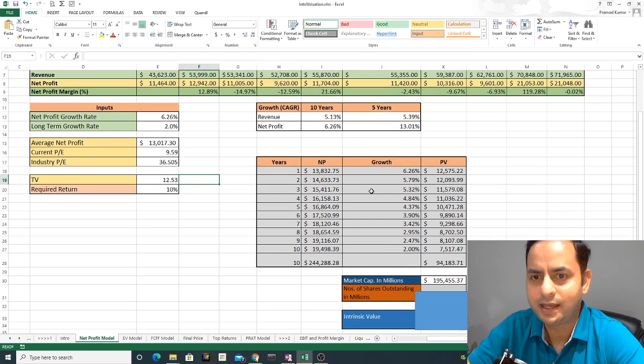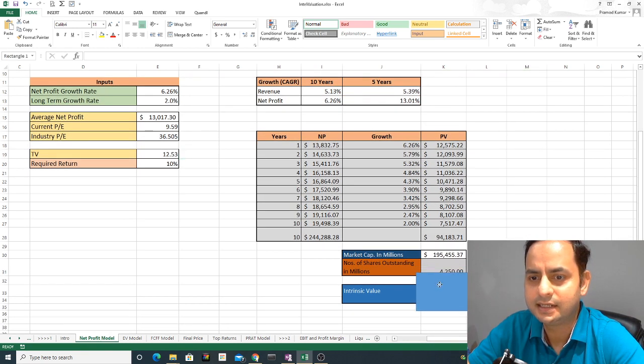So when I do the math, this is my future value, and then I take the required return of 10% and do simple math to discount each cash flow to its present value. When I sum it, my market cap comes to $195 million.